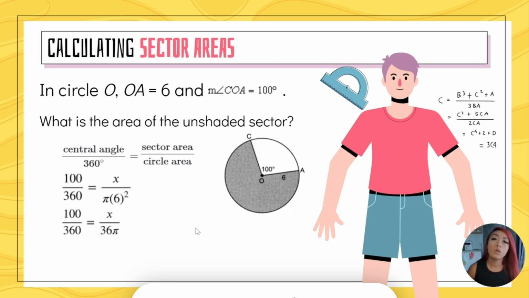Simplifying, we get 100 over 360 equals x over 36 pi. We can cross multiply now. We get 360x equals 3,600 pi. Dividing both sides by 360, we get x equals 10 pi. So the area of the unshaded sector is equal to 10 pi.